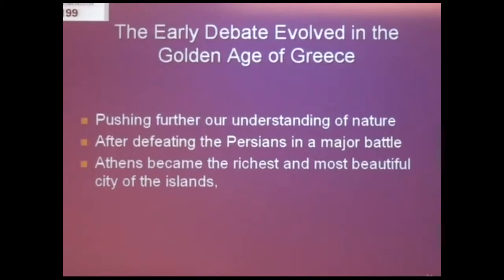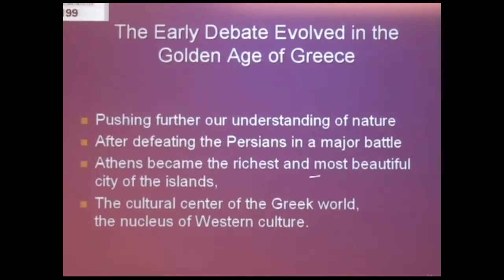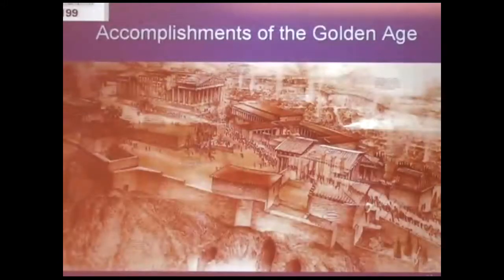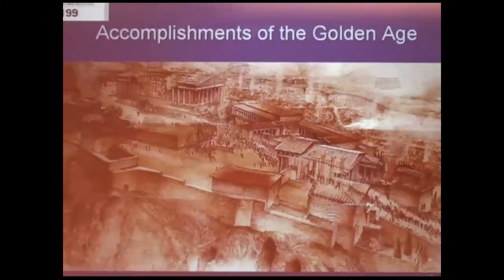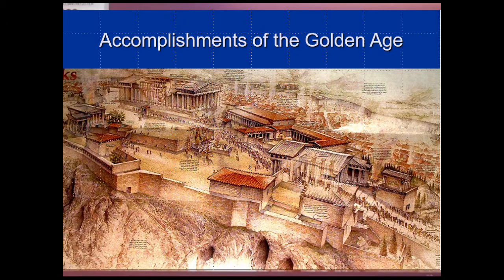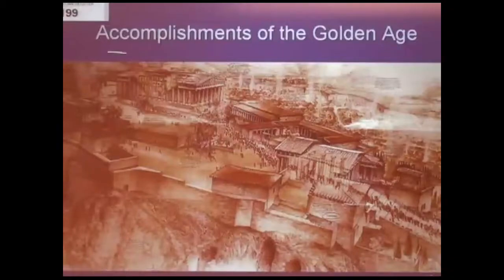But then after this victory, the Greek islands came together and they flourished enormously and they became very rich. In fact, Athens became the most beautiful and rich city of all the Greek islands. And it in fact became the cultural center of the Greek world. And many ideas were born here that we now owe to them. They are in fact the nucleus of our Western culture and some of our Western values. And in addition to ideas, they had many accomplishments, architectural and otherwise. So if you go to Athens today, the main site to see is the Acropolis, where you have the ruins of this temple over here, the Parthenon.